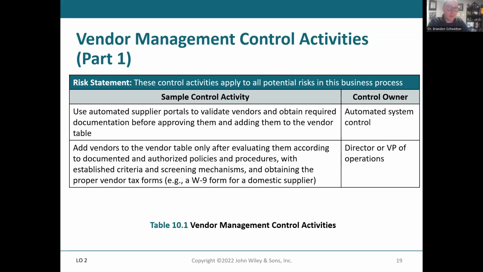Automation is something that we need to look at very closely to make sure that our automated control systems are set up properly. We would need to make sure that our vendors are updated regularly within our accounting information system, that we have accurate pricing information in there, and that, of course, all of our proper tax documents are also included.